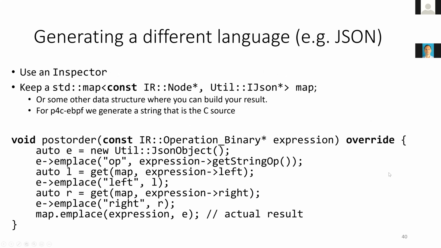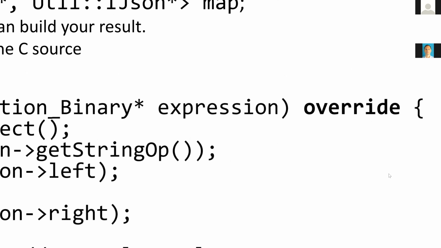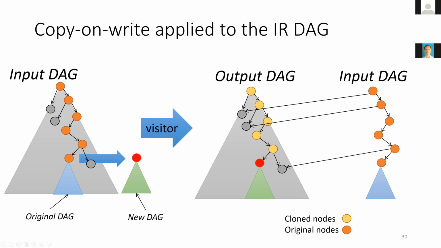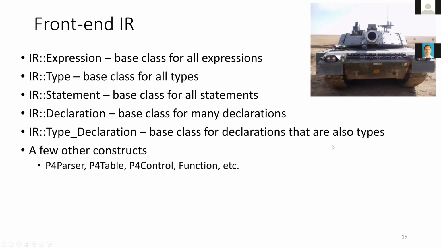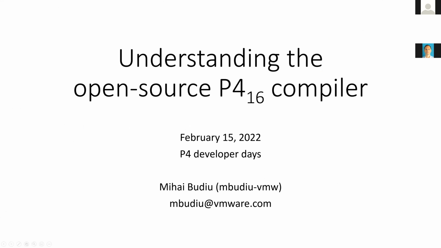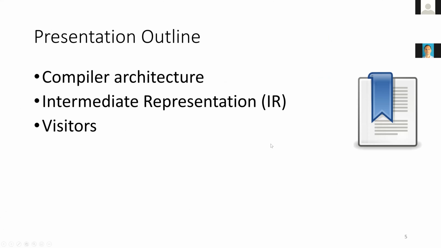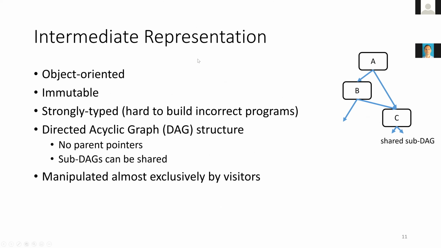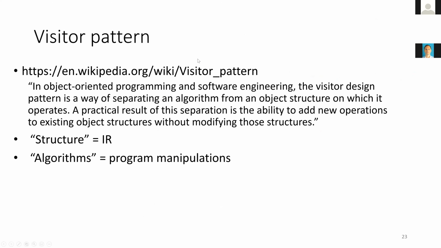Okay, so just to remind you, the talk is about the structure of the open source compiler. And in the talk, we discussed several things. We discussed essentially the architecture of the compiler, how the programs are represented using a so-called intermediate representation. And we discussed the visitors. The visitors are the code that crawls over the intermediate representation and modifies it. We only had three slides left at the end.